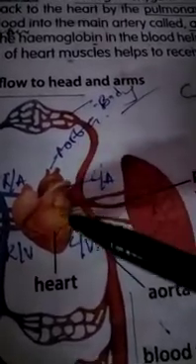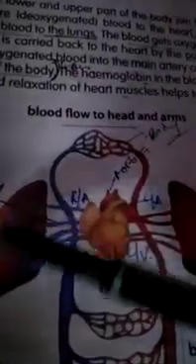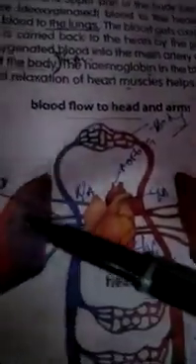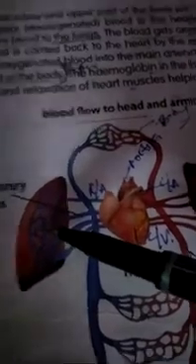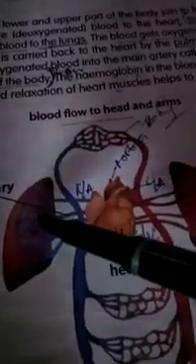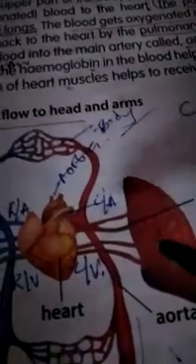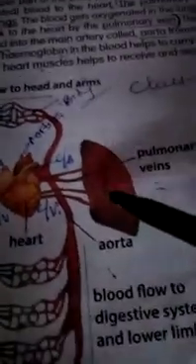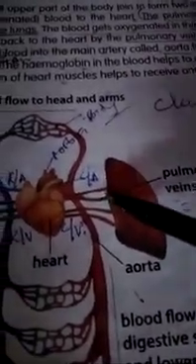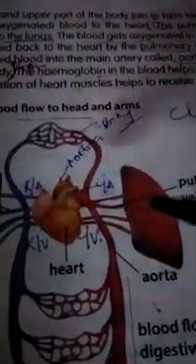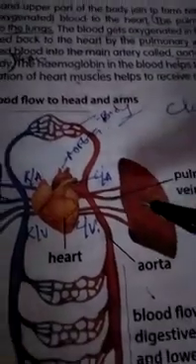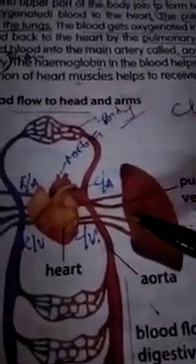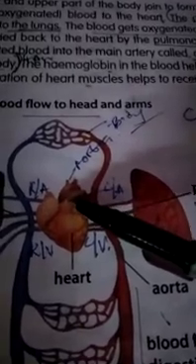So who will carry this blood? After purifying the blood, here the pulmonary artery carries the impure blood to the lungs. In the lungs, the blood is purified. From there, the pulmonary vein, can you see here the pulmonary vein? After purifying the blood, the pulmonary vein will carry the pure blood, that is called oxygenated blood. Here the pulmonary vein carries the pure blood to the left atrium.